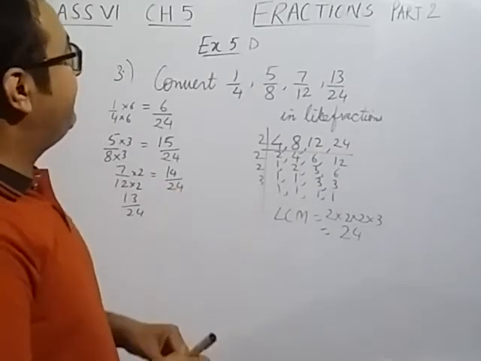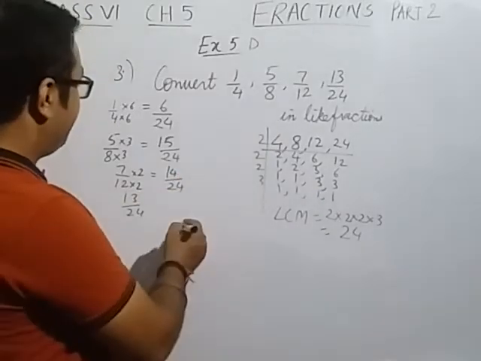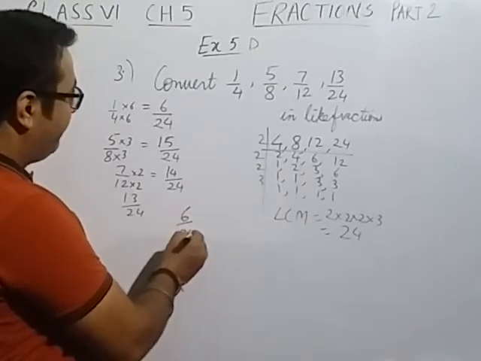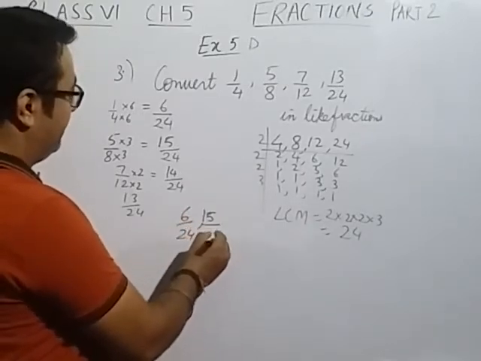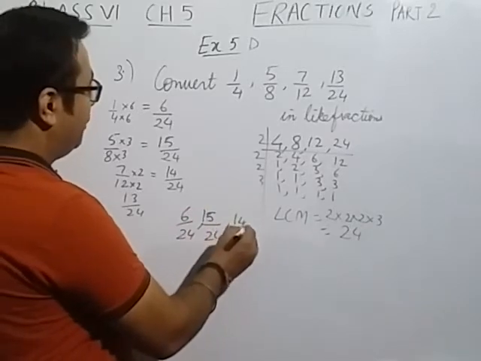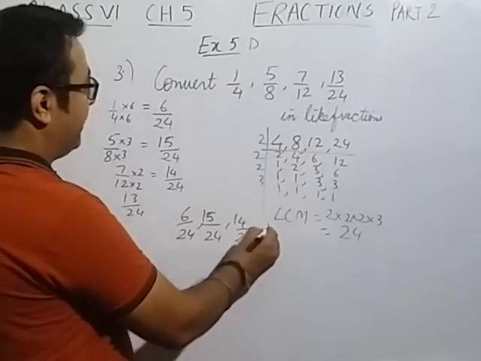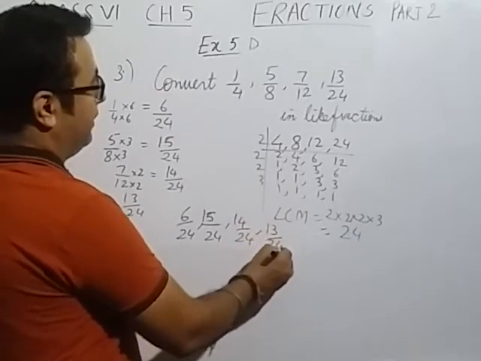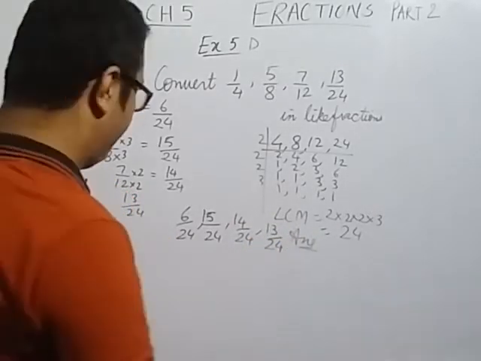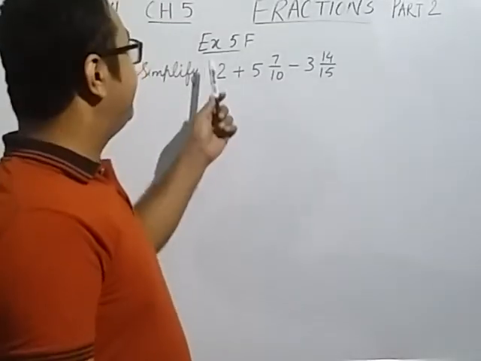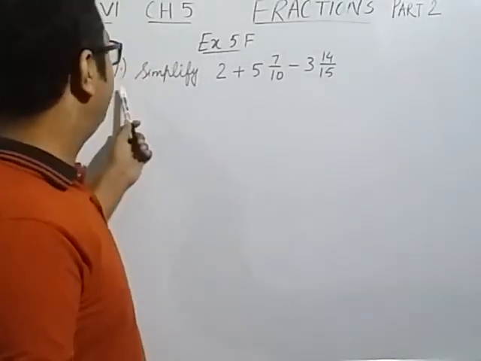Therefore, these fractions, when converted into like fractions, become 6/24, 15/24, 14/24 and 13/24. This is how we convert unlike fractions into like fractions. Now let us move to the next exercise, exercise 5F, question number 17.